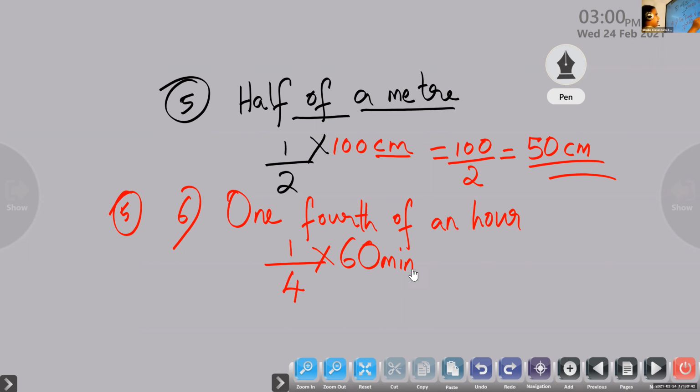I hope all are writing. Let me see. Yes, Rishikesh is writing, very good. Adnan, I can see. What about others? All are writing? 1/4 into 60. So children, 60/4. Find out this calculation again. We know the answer is 60 divided by 4.